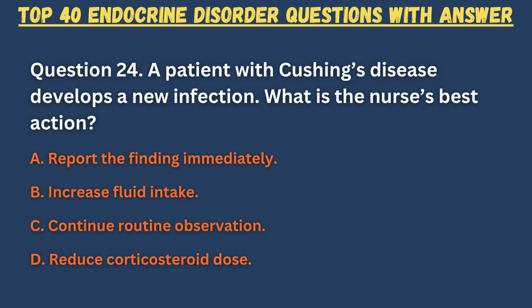Question 24. A patient with Cushing's disease develops a new infection. What is the nurse's best action? A. Report the finding immediately. B. Increase fluid intake. C. Continue routine observation. D. Reduce corticosteroid dose.